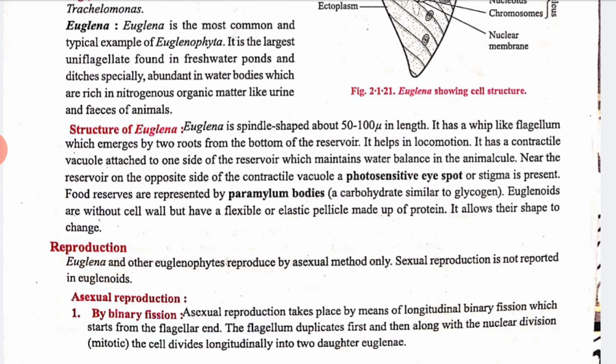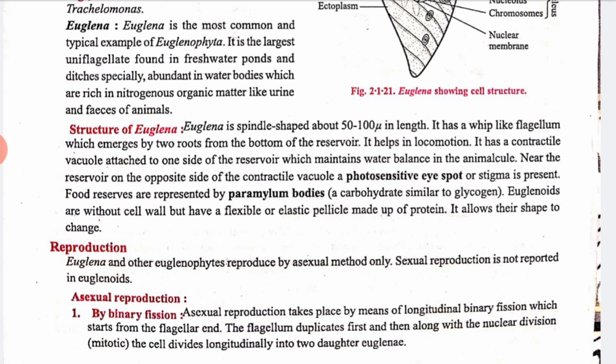Food reserves are present as paramylum bodies, a carbohydrate similar to glycogen. Euglenoids are without a cell wall but have a flexible, elastic pellicle which is made up of protein. It allows them to change their shape.